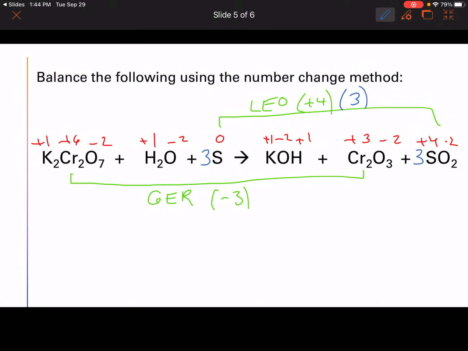This side, now I'm going to look at the GER, the reduced side. I'm going to multiply this by 4 to make 12. And so I look over here, chromium, I've already got 2 there, so I only need a 2 in front. And then on this side, I already have a 2.